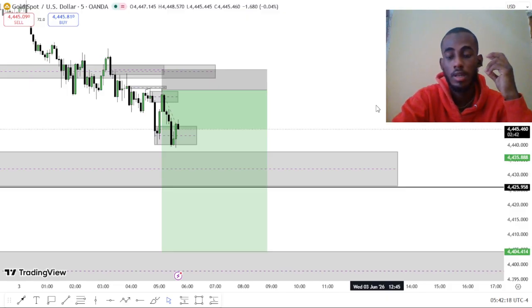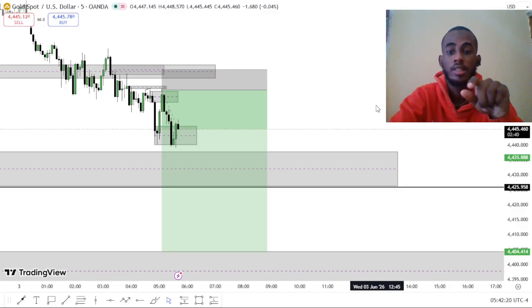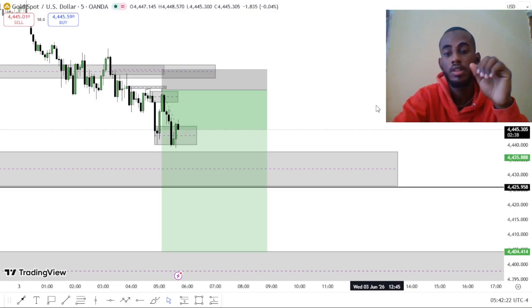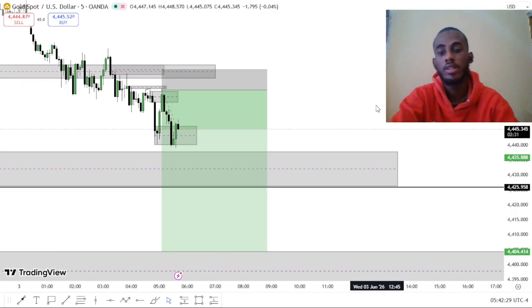So we want to play with our mind so that we can get out of this trade immediately. We want to create a pullback so that we can get out of the market.